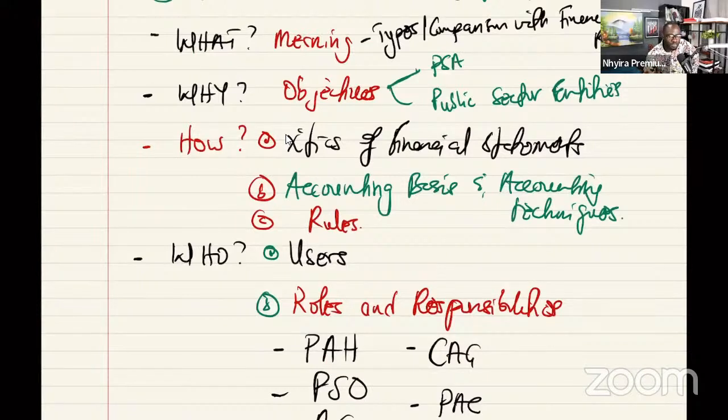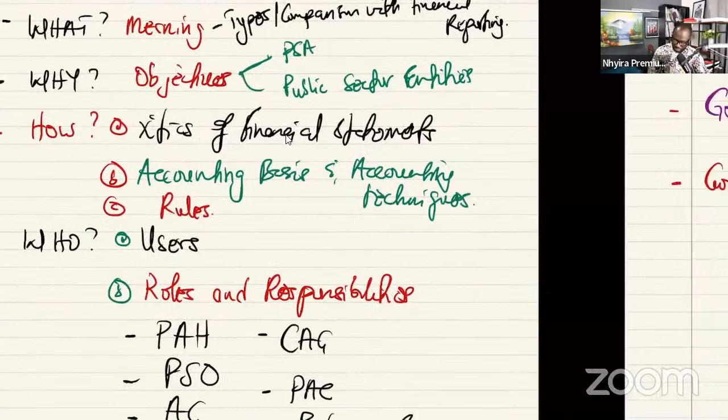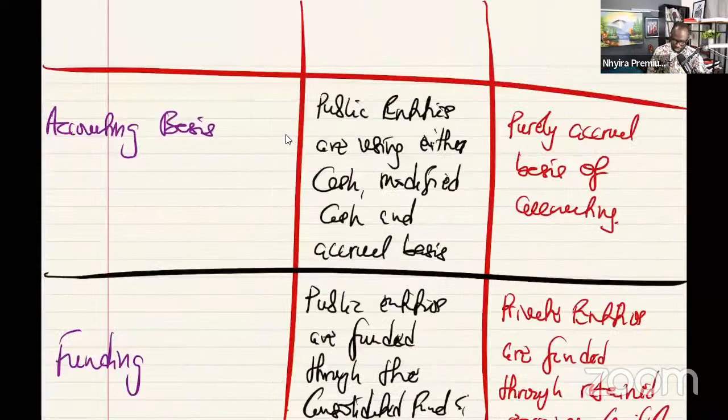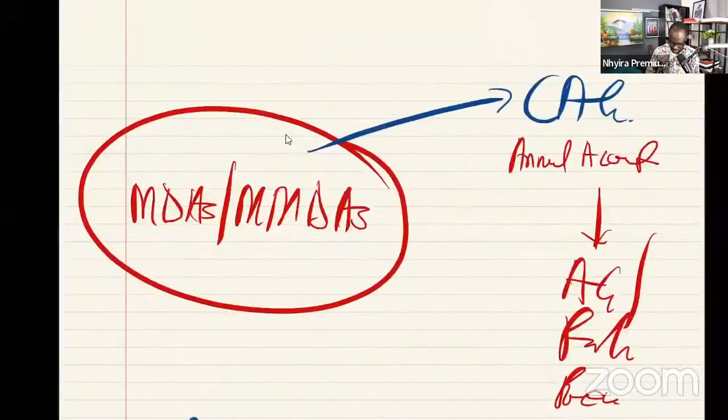We said government must show its stewardship. Government must fulfill the legal and regulatory requirements. But how does government do that? Government shows its stewardship, like we said, from the preparation of financial statements. So let's look at the qualitative characteristics of financial statements.